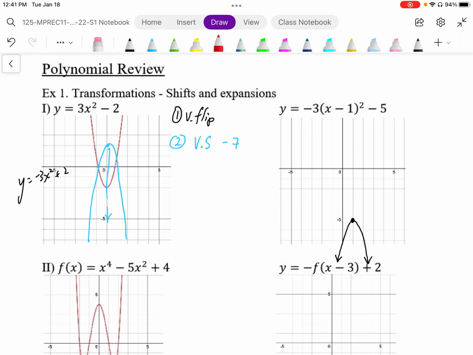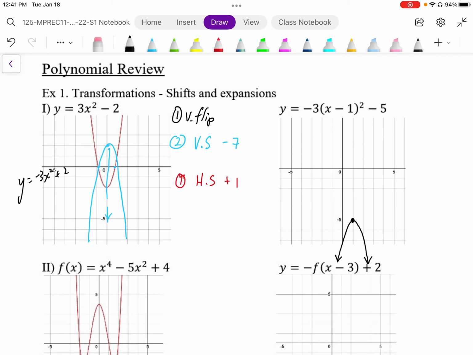Now, horizontally, we can do things independently of the vertical. We know that all it does is shift to the right 1. So we just have a horizontal shift plus 1. And those describe the transformation.